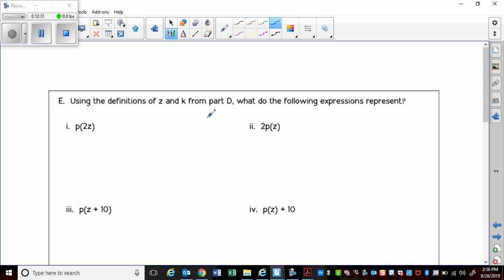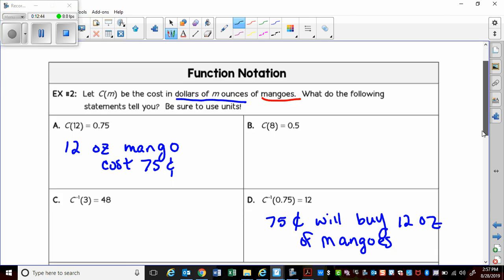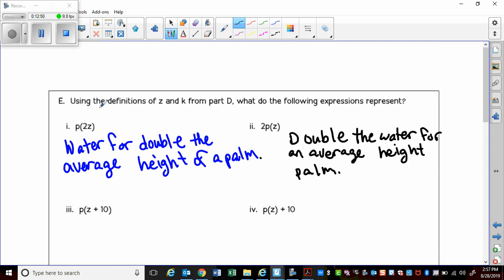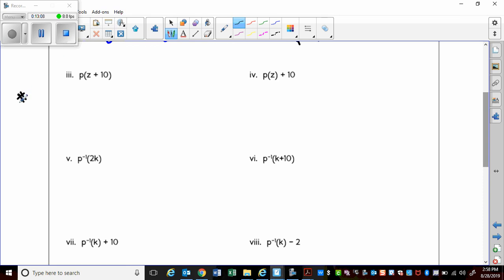Use the definition of Z and K from part D to say what the following expressions represent. I just want to make sure you guys understand the difference between these. Remember that Z is the average feet of a palm tree. So this is water for double the average height of a palm, and this is double the water for the average height of a palm. So this is P of 2Z, and this is 2 times your function. I want you guys to try 2 more. Just do 2 of them.